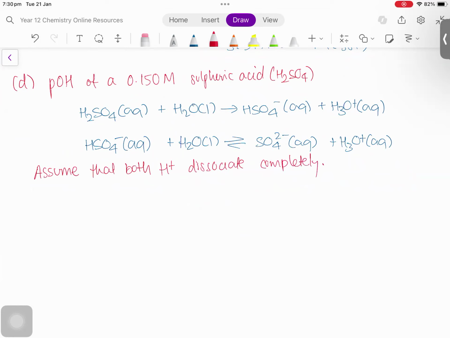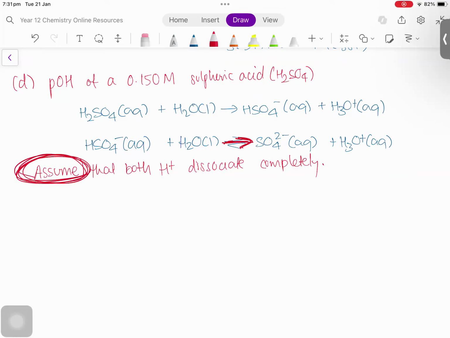Okay, I'm going to make an assumption that the first H plus goes away completely. We know that it's a strong acid, so I use a single arrow. The assumption is more important for the second equation. I'm assuming that the second H plus also dissociates completely, which means I change this arrow into a single arrow. Just emphasize this is an assumption.